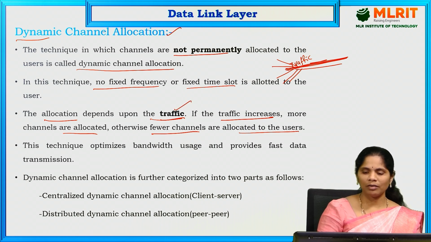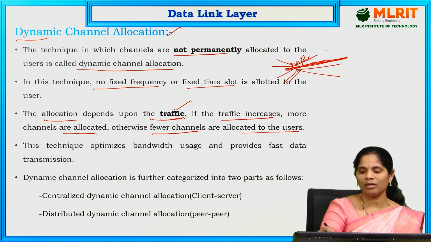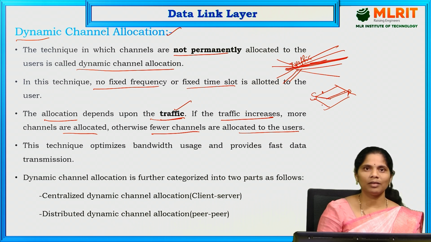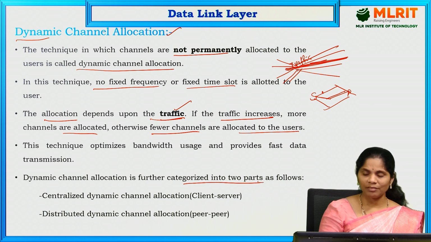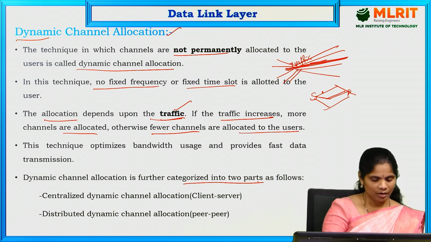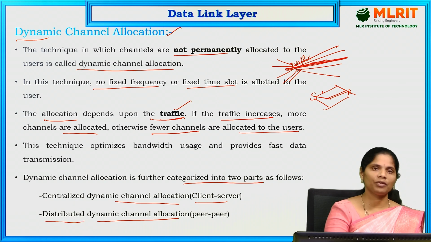We are not going for a fixed channel. There are a number of channels available for sending the data. Suppose you want to go from one place to another, there may be different routes for sending the data also, right? If one is busy, we can go for another route. That is nothing but dynamic allocation. This can be categorized into two parts: dynamic channel allocation in a centralized way, and dynamic channel allocation in a distributed way.